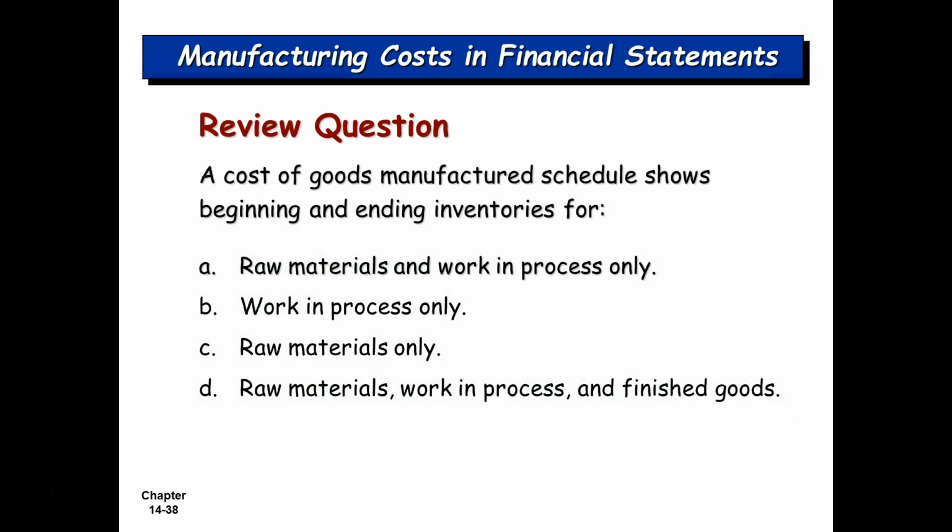Slide 38 then gives us a nice review question. A cost of goods manufactured schedule shows beginning and ending inventories for raw materials and work in process only.